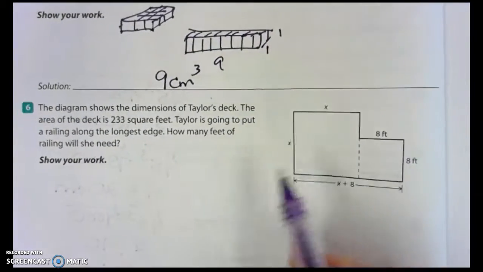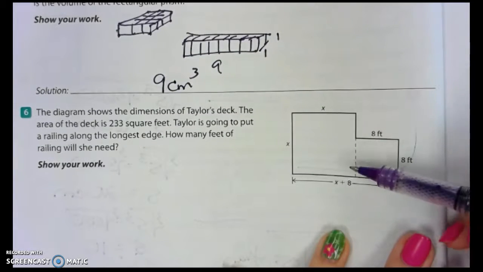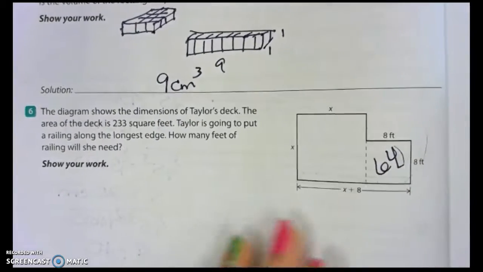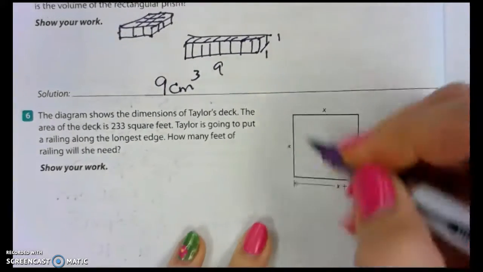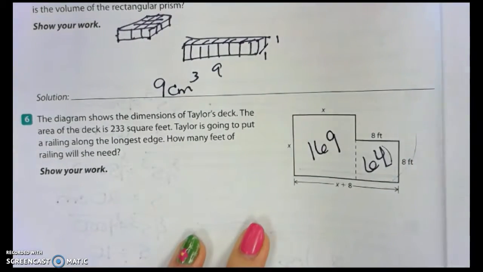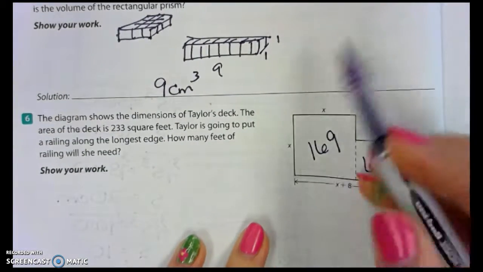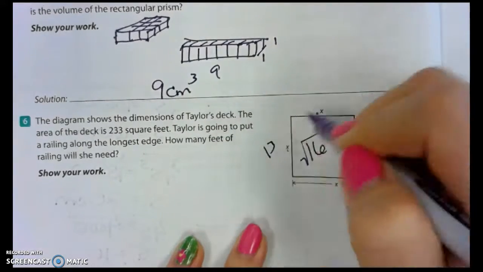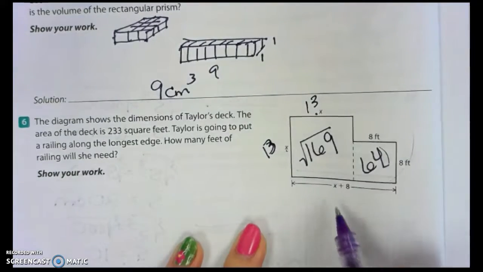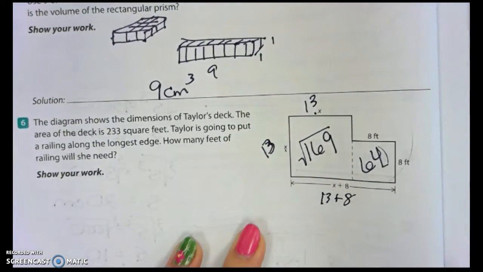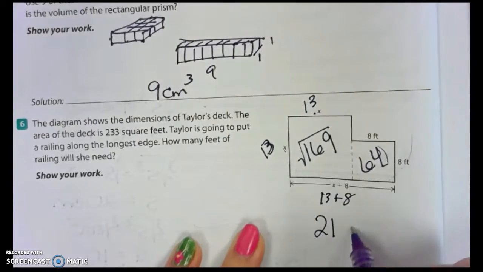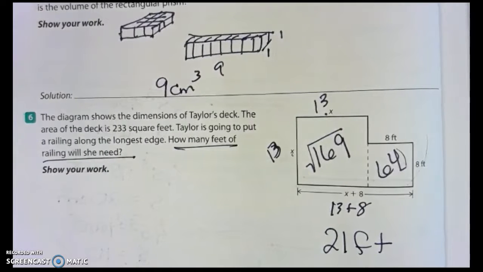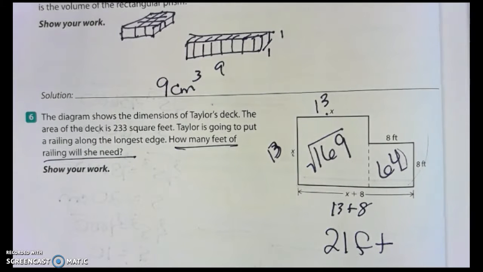Number 6, we've got a total area here of 233 square feet. This smaller square is 64. If we subtract that, we get 169 for the larger square. To find each of the x's, we take the square root because it is surface area. Gives us 13 by 13. And then 13 plus 8 gives us a long side of 21 feet. And she just wanted to put railing along that long edge. So she needs 21 feet of railing.